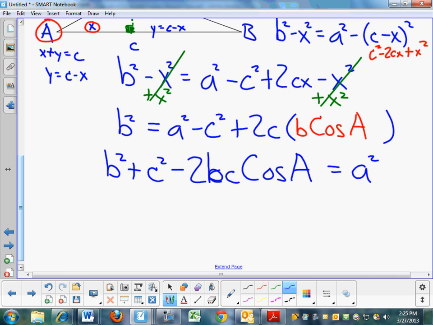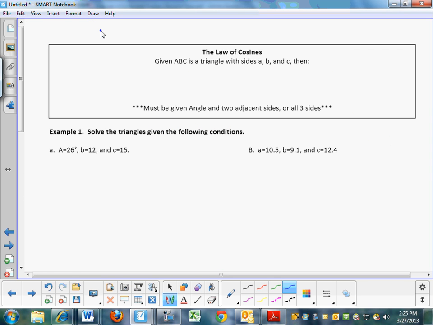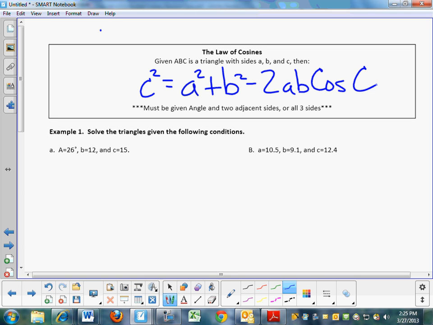There's a few ways to write the law of cosines. This is the most traditional one. If you flip your notes over, this is what we get. Given ABC is a triangle with sides a, b, and c, then we know that this is true. And this is the most important formula. c squared is equal to a squared plus b squared minus 2ab times the cosine of C.